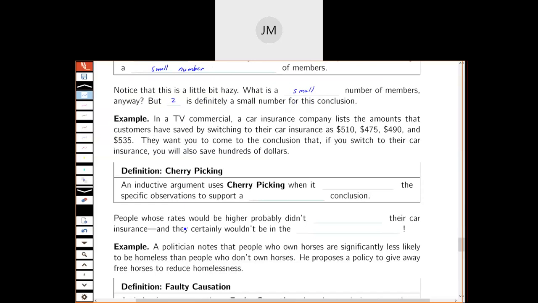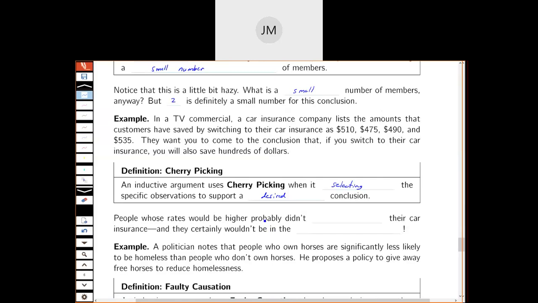In a TV commercial, a car insurance company lists the amounts that customers have saved by switching their car insurance as $510, $475, $490, and $535. They want you to come to the conclusion that if you switch to their car insurance, you will also save hundreds of dollars. Okay, this logical fallacy is called cherry picking because what we're doing is we are selecting the specific observations that support a desired conclusion.